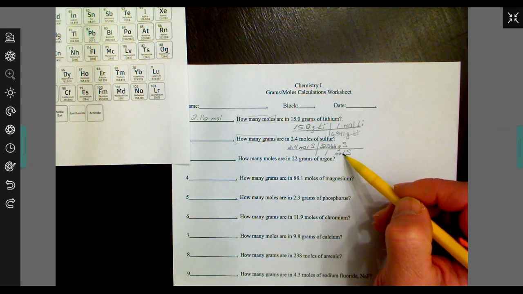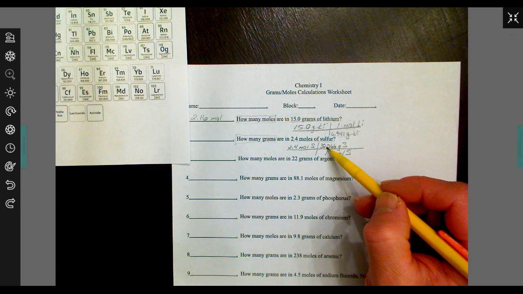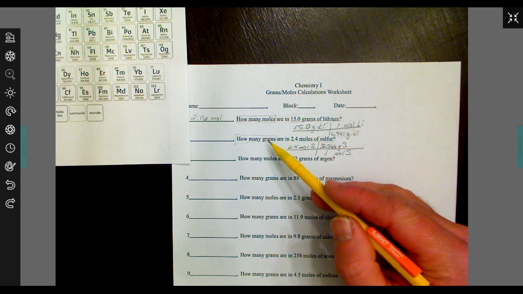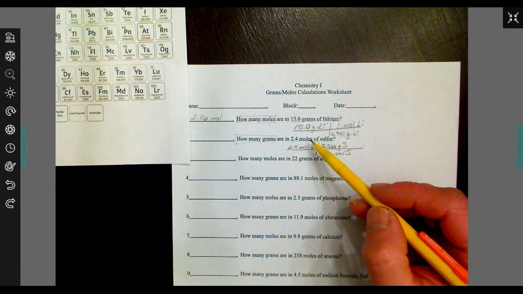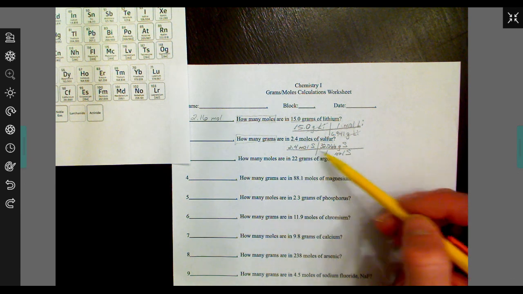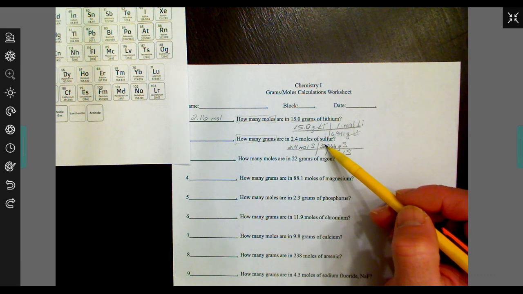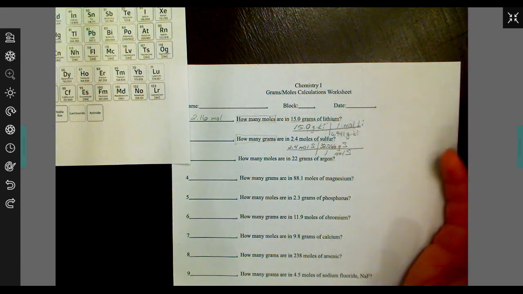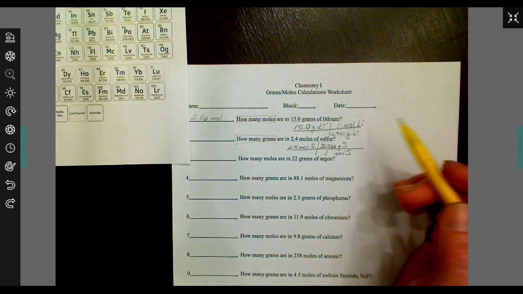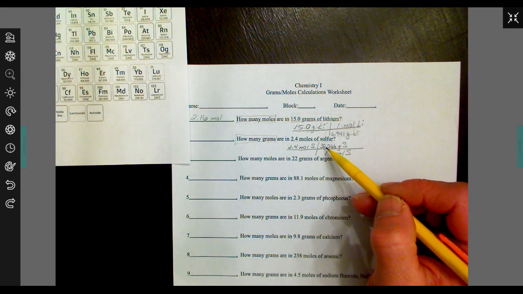We know that in 1 mole, there's 32 grams. The question wants to know, how many grams is in 2.4 moles? So we're pretty much doubling our moles, which means we're going to double this for sure, but it's 2.4, so it'll be a little more than double. So if you're thinking ahead in your mind, it's got to be a number greater than double 32. So let's just see.